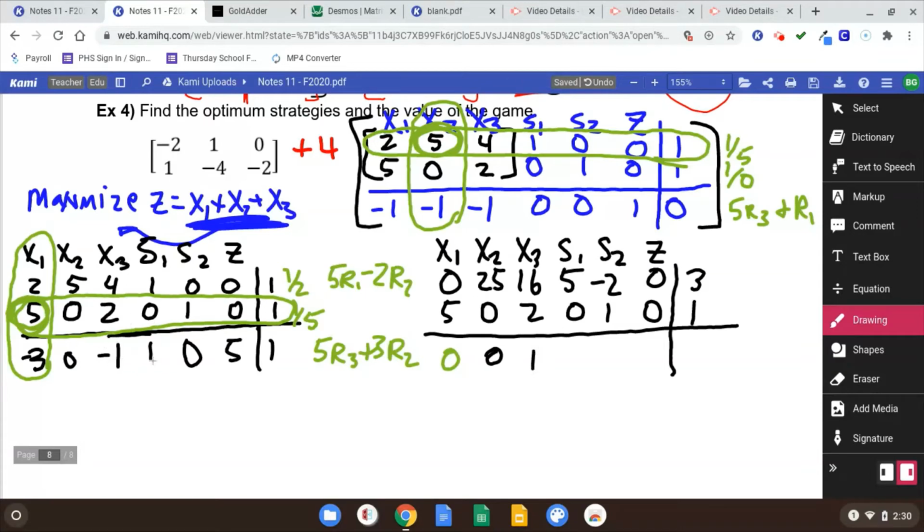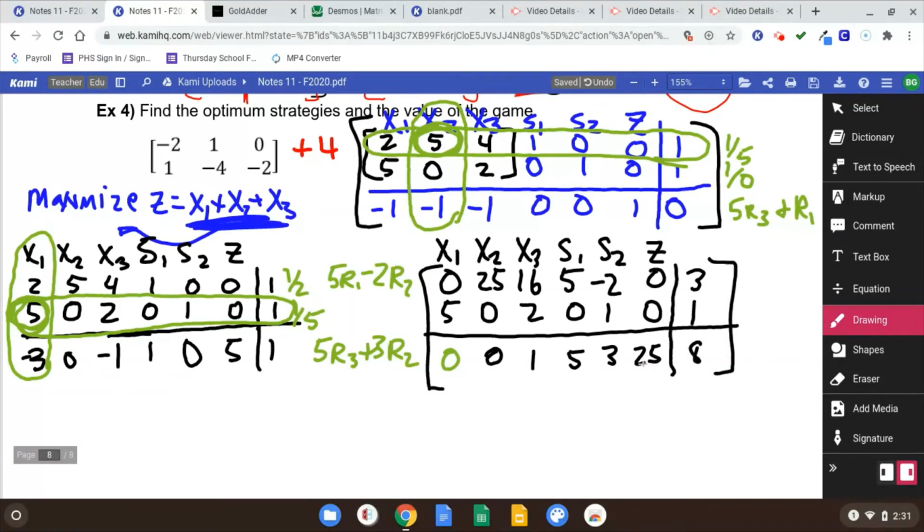We'll see. 5 of these is 5, plus 3 of these, still going to be 5. 5 of these is 0, plus 3 of these is going to be 3. 5 of these is 25, plus 3 times 0 is, that's going to be 25. And 5 of these is 5, plus 3 of these, that's 5 plus 3 is 8. Look like that. Okay. Now, you know you're finished when you don't have any more negatives along that bottom row.